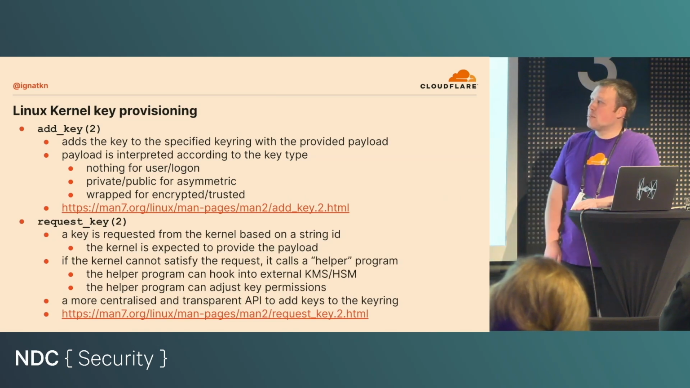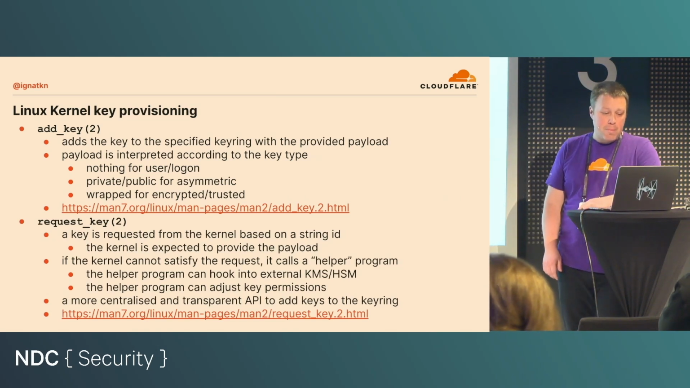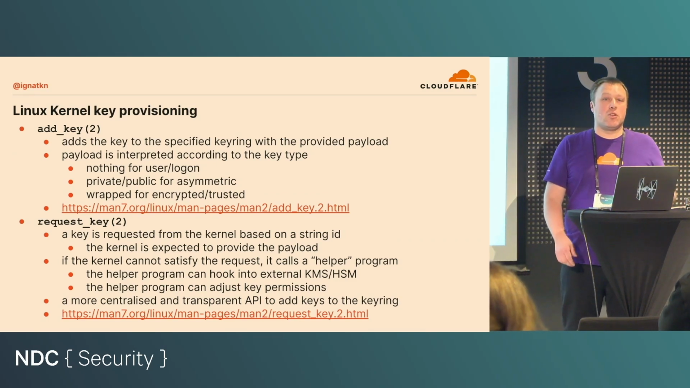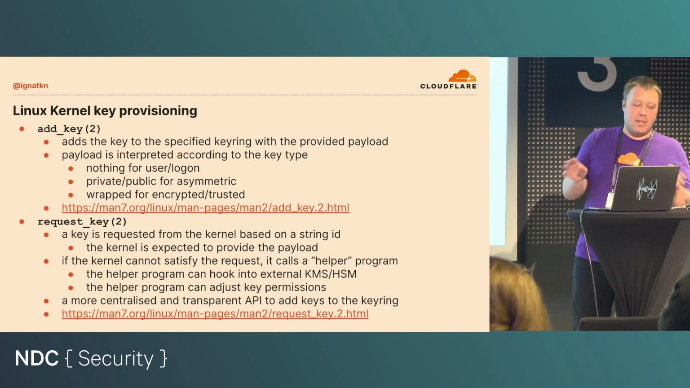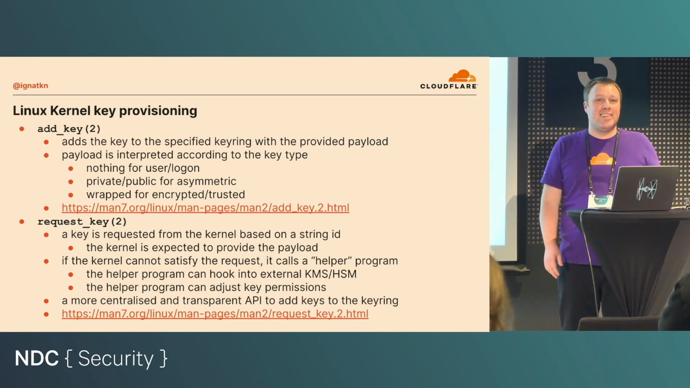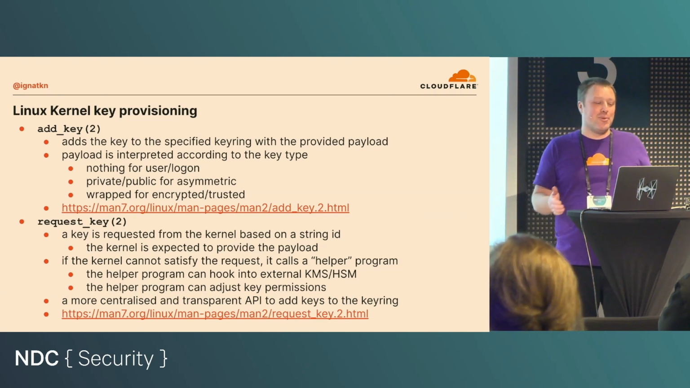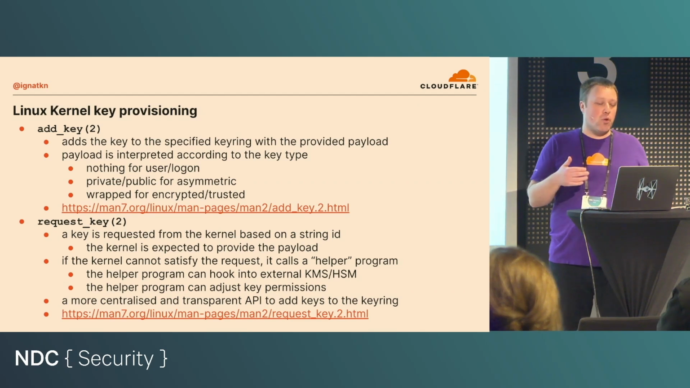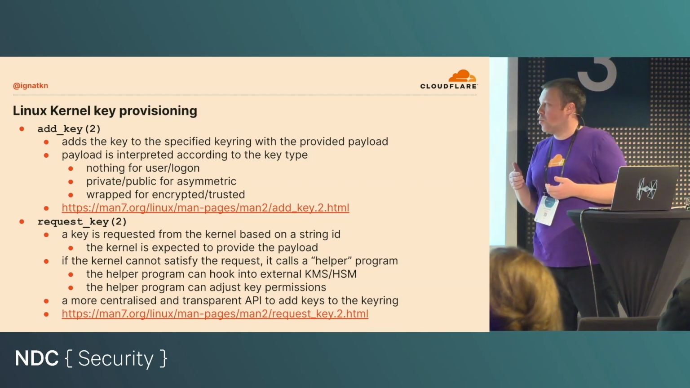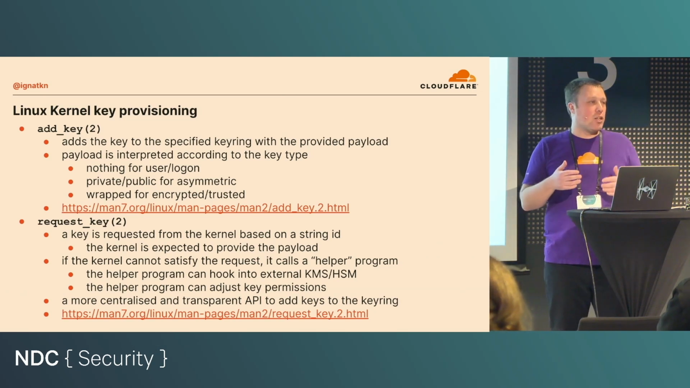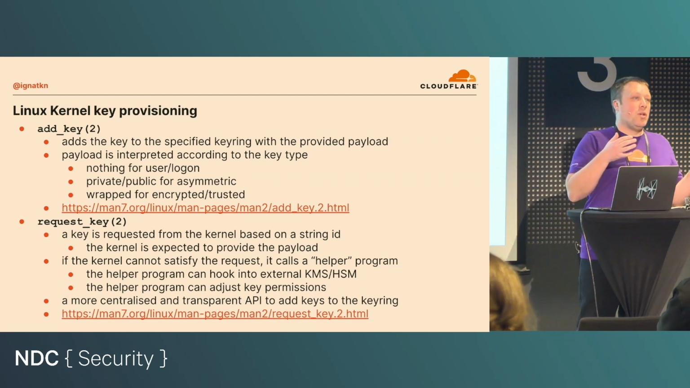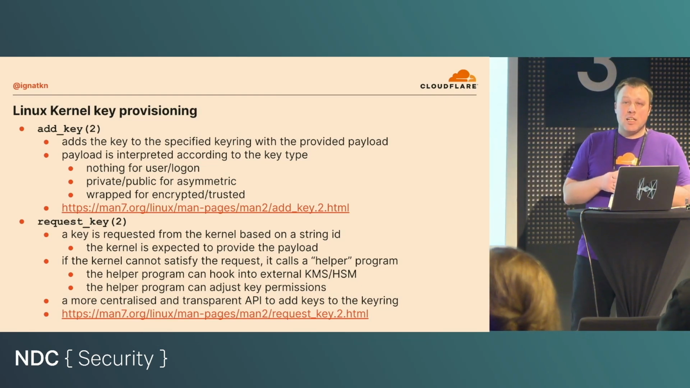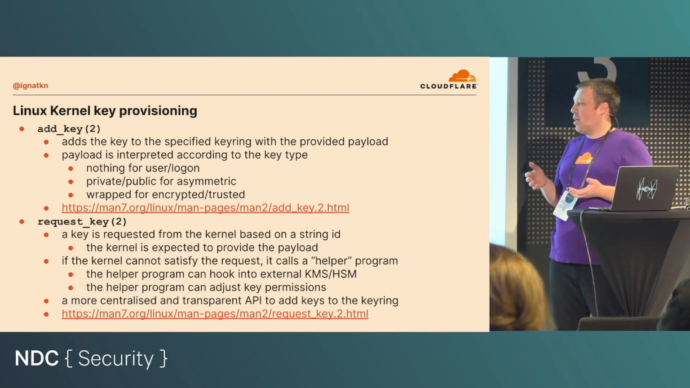But there is another system call called request_key, and it's a little bit different. The application does not provide a payload anymore. The application just requests the key from the kernel. It's like a platform feature. So, give me my key, and that's it. Naturally, every system is different, and your kernel probably doesn't know where to get the key from, but you can help the kernel. You can have a special helper program which the kernel will hook into to actually satisfy these requests. This helper program can hook into your external KMS system, and it can also properly enforce key permissions on instantiated keys. So it's a more centralized and transparent API to add keys to the keyring.